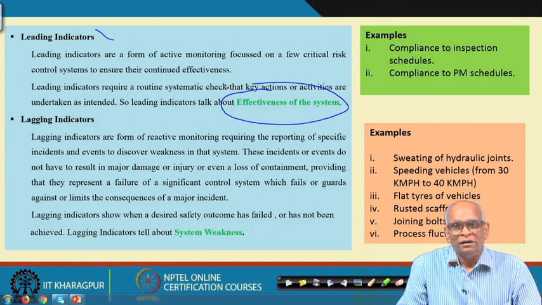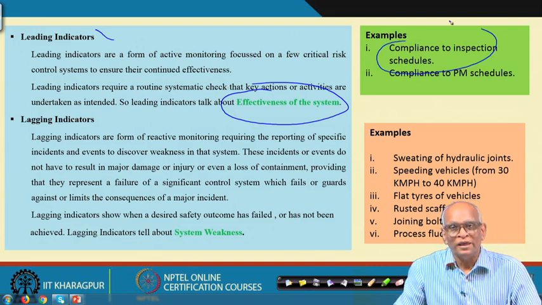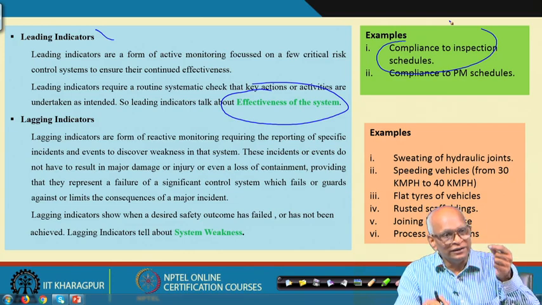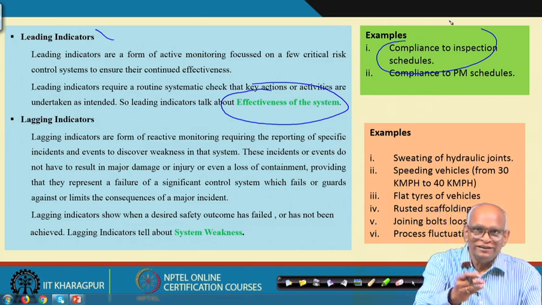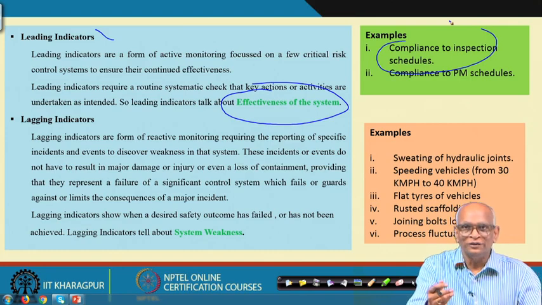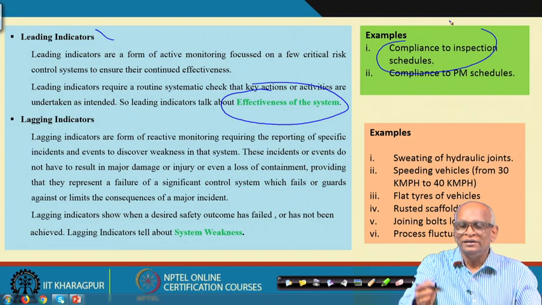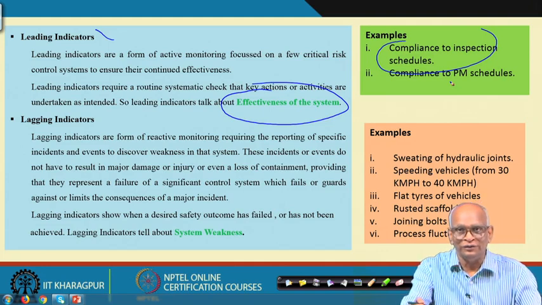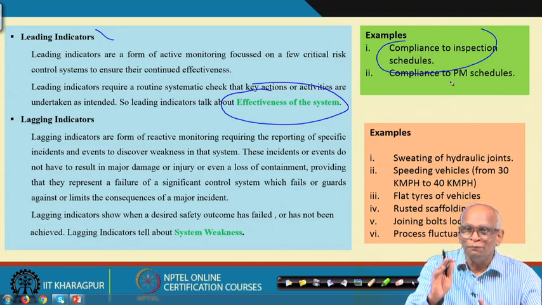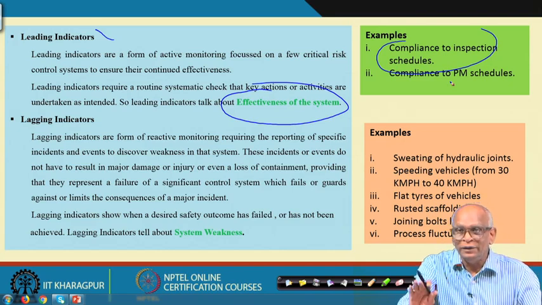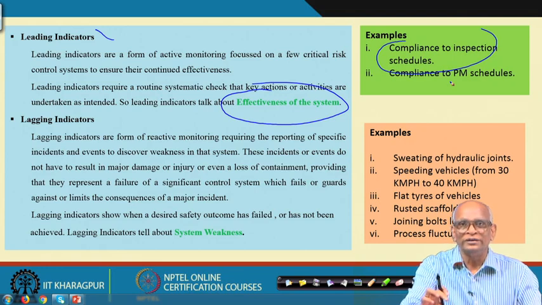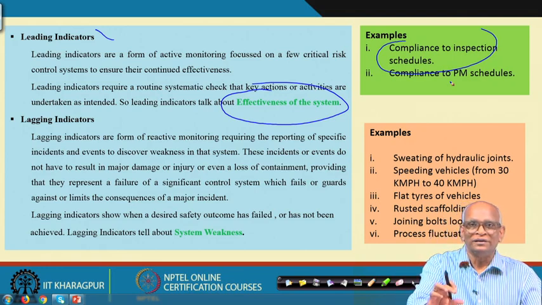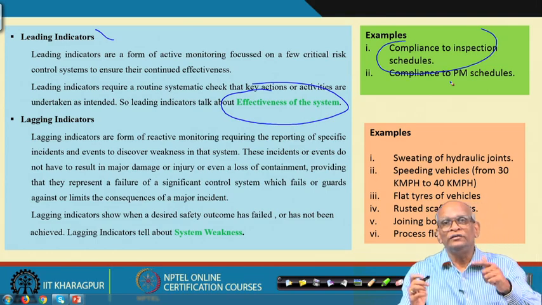What is an example? How do you know the effectiveness of the system? Compliance to inspection schedules. If you want to know any deterioration happening, you have to inspect it. Unless you inspect, you will not come to know. So, compliance to inspection schedules is a leading indicator. Compliance to the planned and preventive maintenance schedules, compliance to your programs, compliance to your observations. It will tell the effectiveness of the systems.